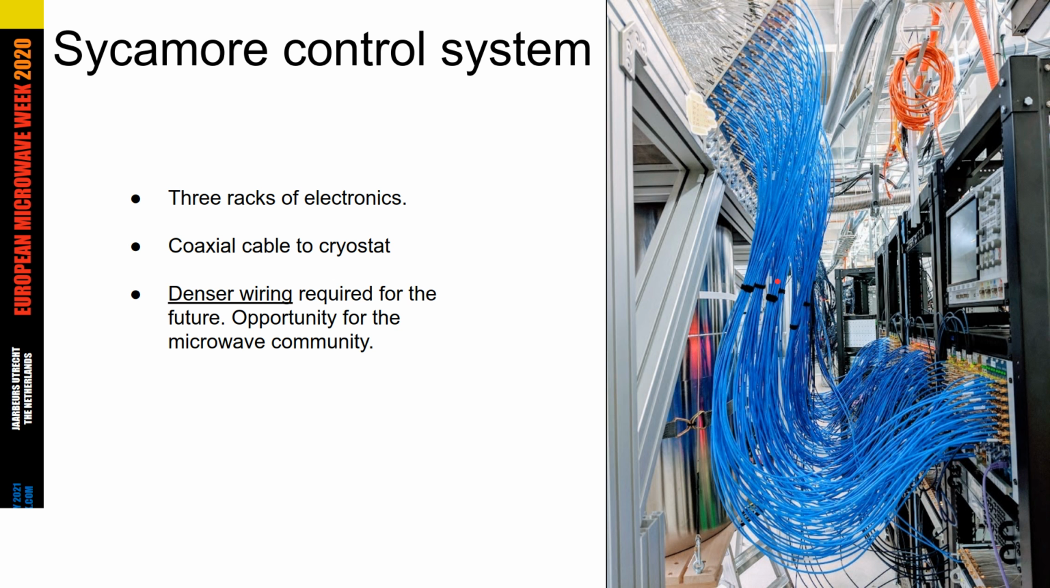So here you can really see that while this arrangement works for now, denser wiring is really going to be required for the future. This setup here is for 72 qubits. Once we go to thousands or tens of thousands, having these discrete coaxial cables is going to be completely impractical, and we're going to need a much denser wiring solution. This is a big opportunity for the microwave community.